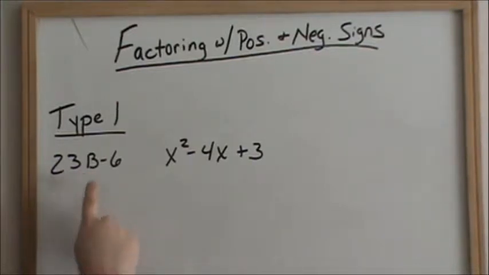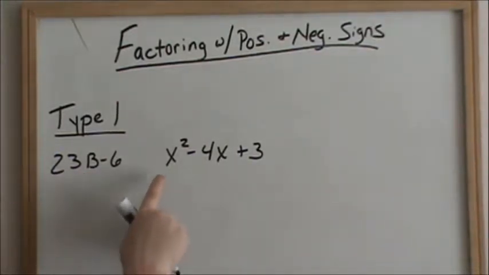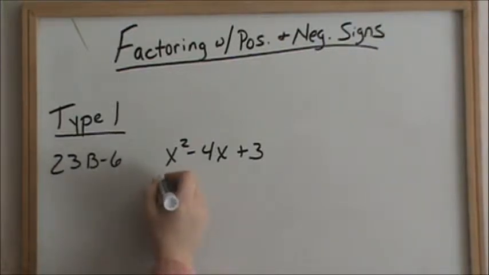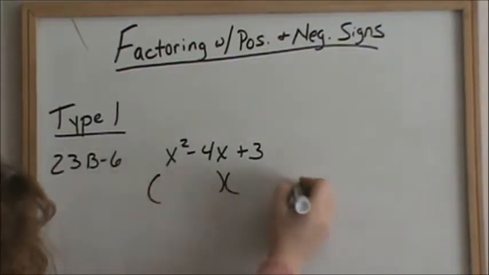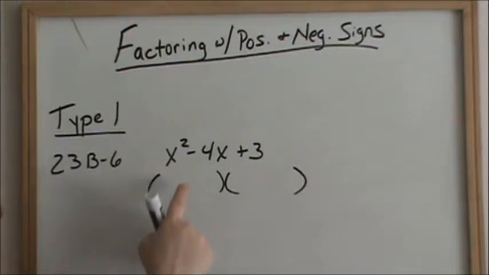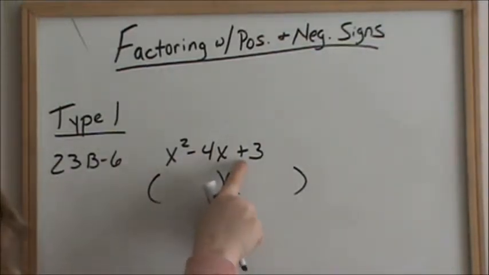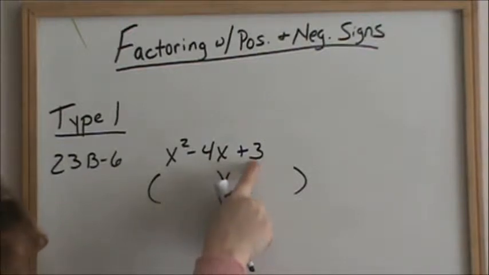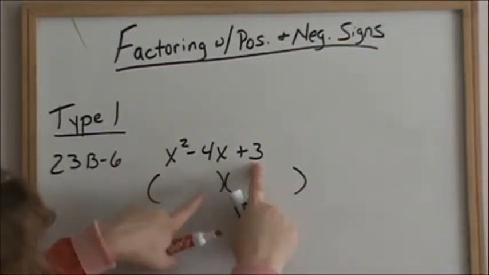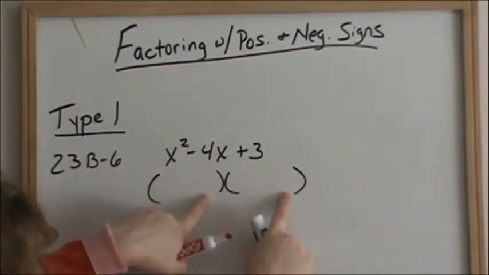Let's look at 23b6. The first thing we always look for is, can we factor something out of all the numbers? This is a 1, 4, and 3. We cannot factor anything out, so we are ready to go to 2 parentheses. The next thing I do is look at my signs. I have a negative and a positive. The way that I get this last number is from multiplying my last 2 spots.